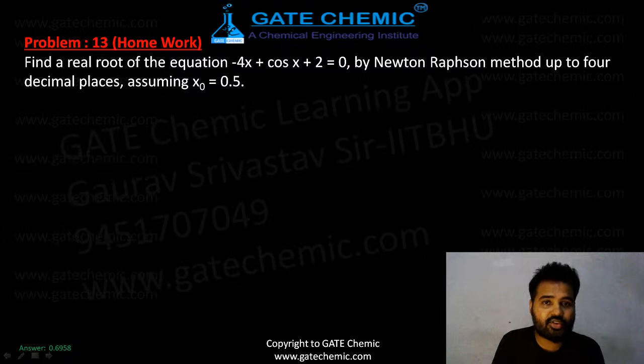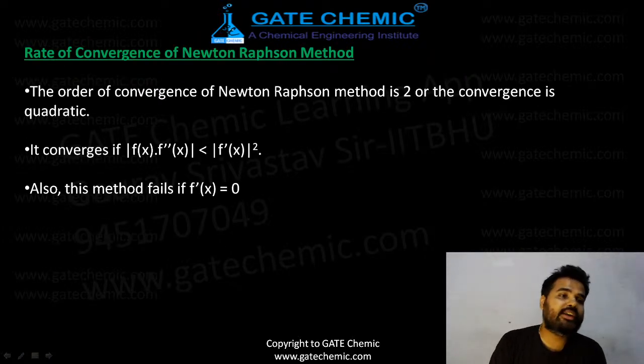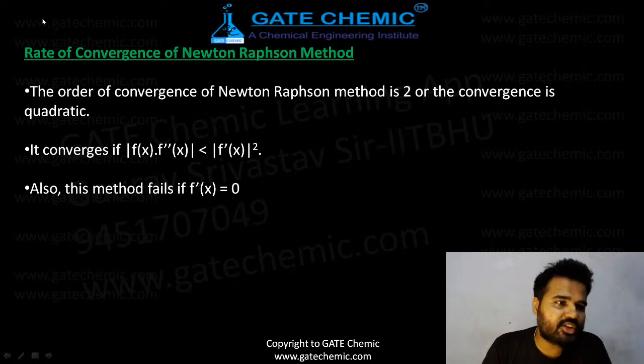So the equation is -4x plus cos x plus 2 equals to 0 by Newton-Raphson method up to 4 decimal places. So your answer should be 0.6958. Okay. So now the final topic. Approximately it will take 5 to 6 more minutes.